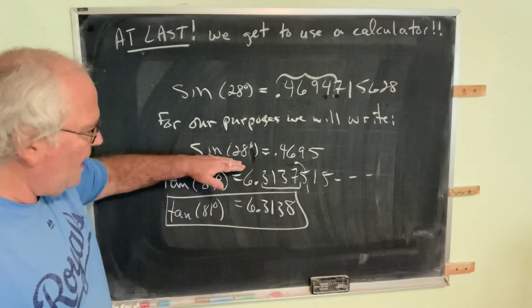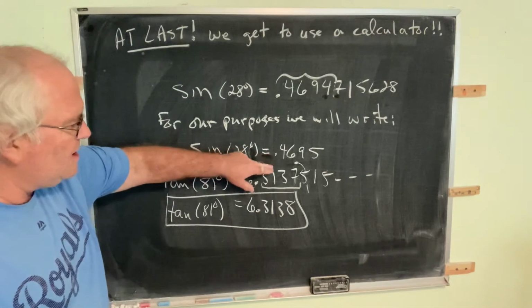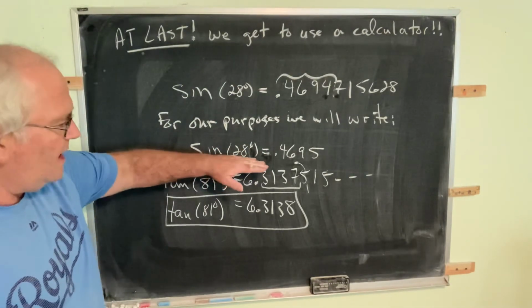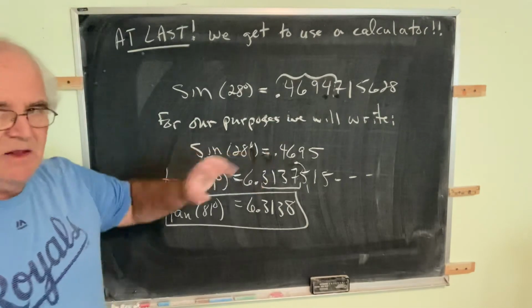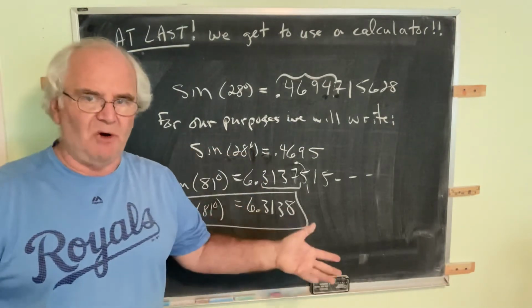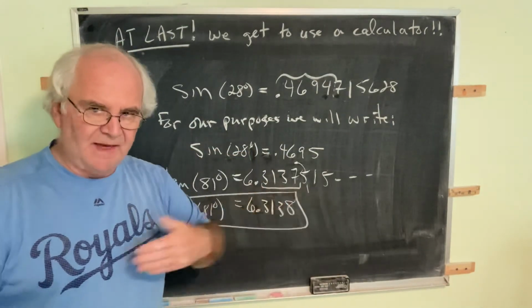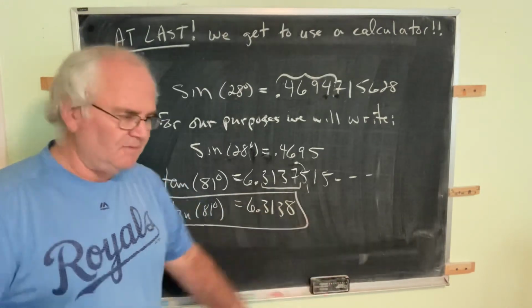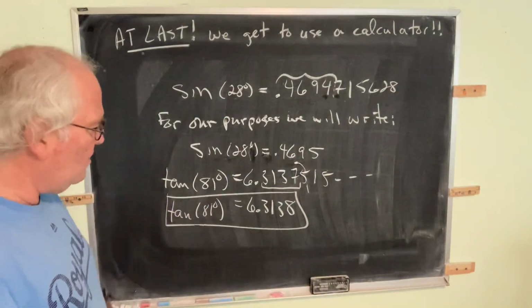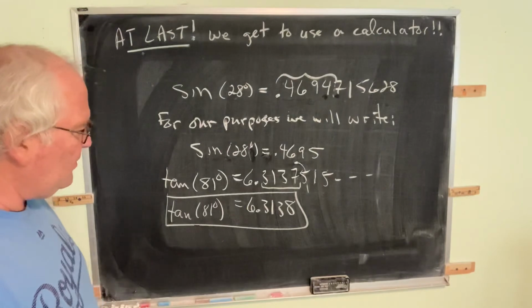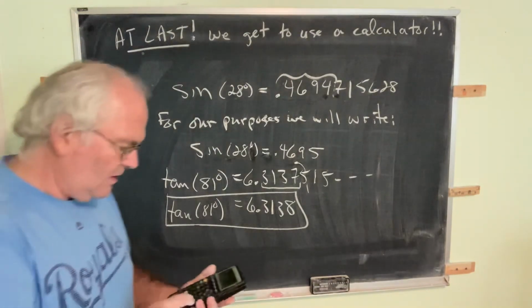This is how we're going to write that. Technically, this should be an approximation, but in this context, we will assume this symbol means either equals or approximately, as appropriate. So that's our standard, that's our benchmark, that's our definition. Tangent of 81 is 6.3138.